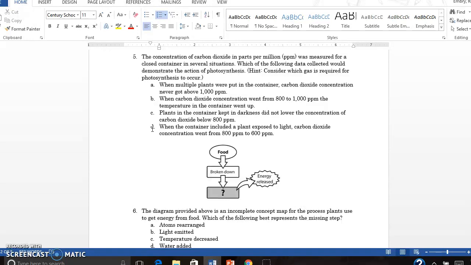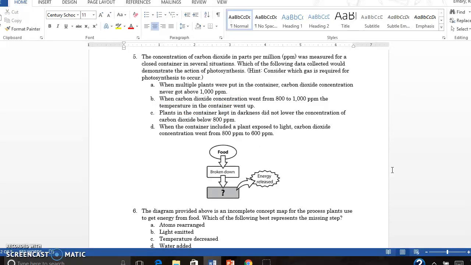Your correct answer, because once again, you're looking for the best evidence, is D. When the container included a plant exposed to light, carbon dioxide concentration went from 800 parts per million to 600 parts per million. Okay, so the correct answer here is D. Carbon dioxide levels are decreasing.